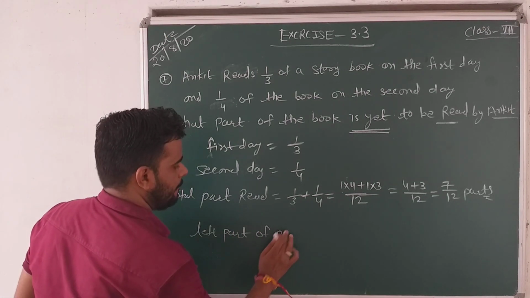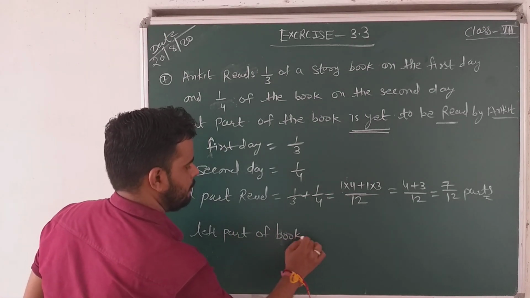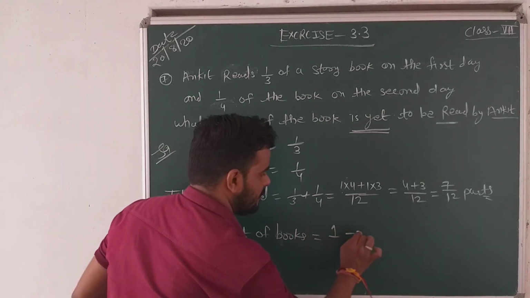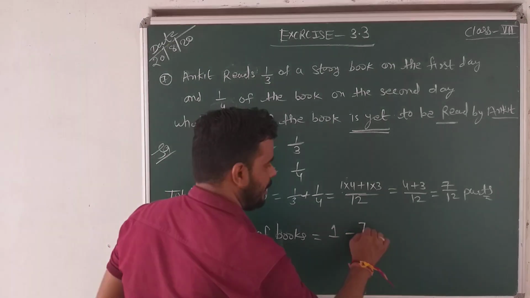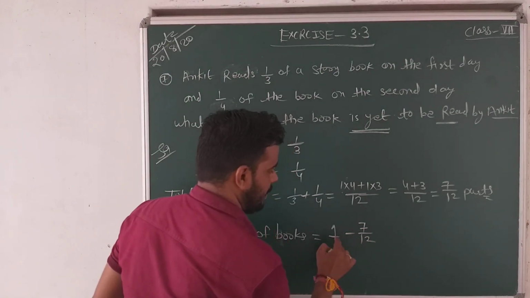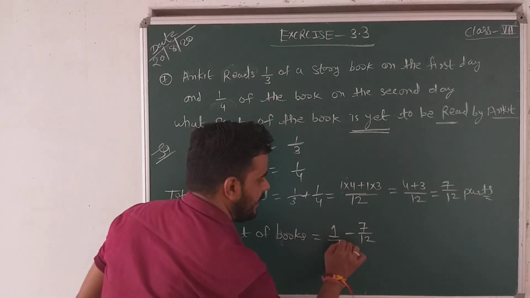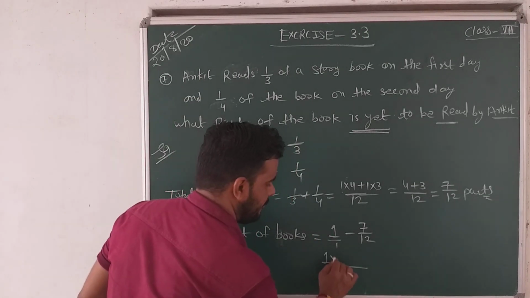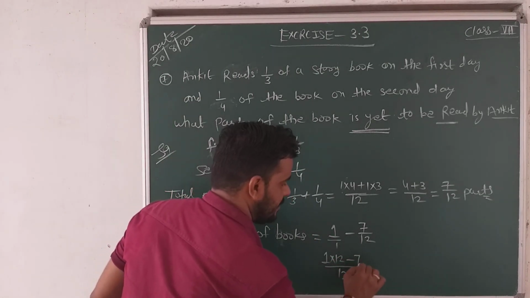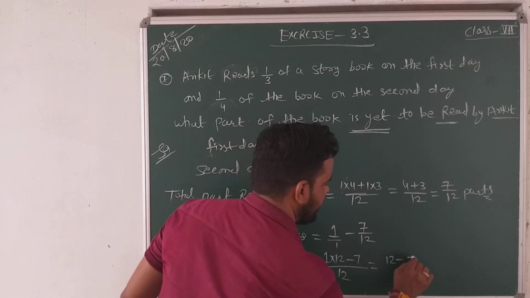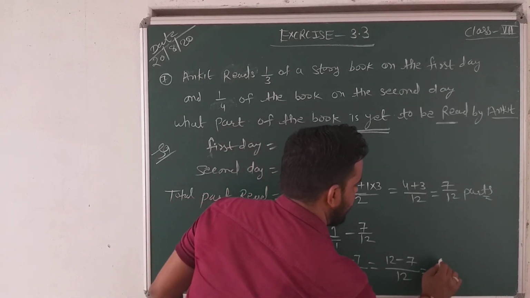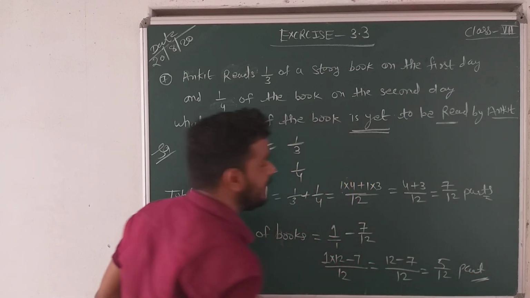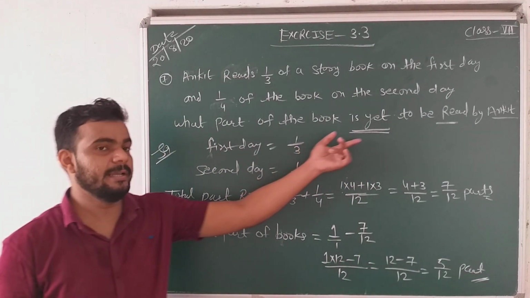of book yet to be read, कितना बाकी? तो एक ही book थी, उसमें से कितना part पढ़ लिया इसने? 7 by 12. Okay, so there is no denominator, so directly we can write denominator 1. So 12. Here we have to make 12. So 1 multiply by 12, and only 12 is there. So 12 minus 7 by 12. It means 5 by 12 part is left to be read or yet to be read.